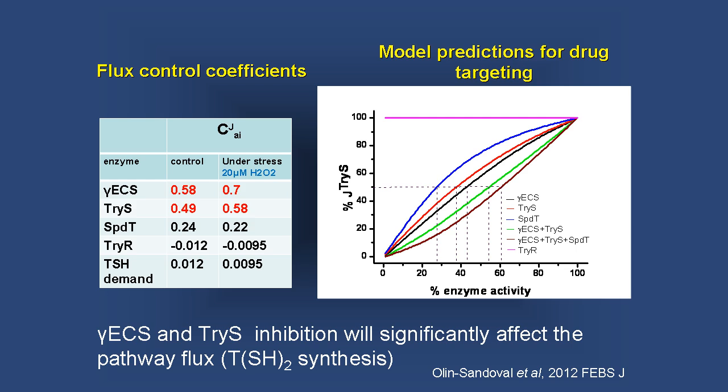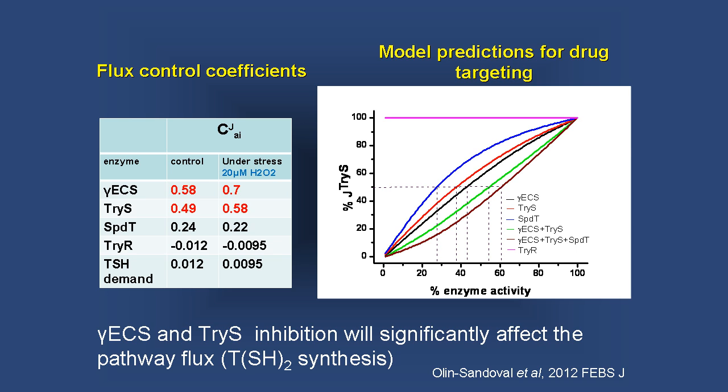And the model also predicted that to diminish the pathway flux by, let's say, 50%, we needed to decrease the activity of gamma-ECS, so γ-ECS, by around 60%.